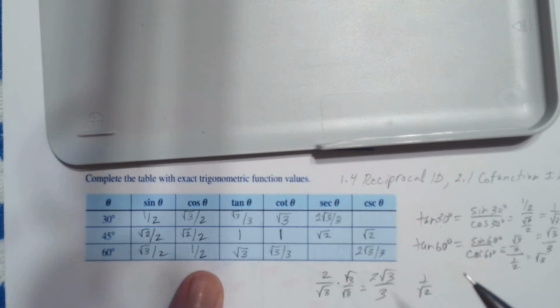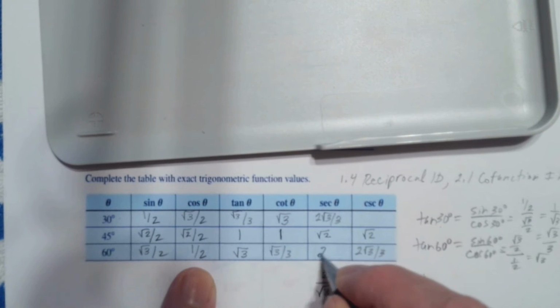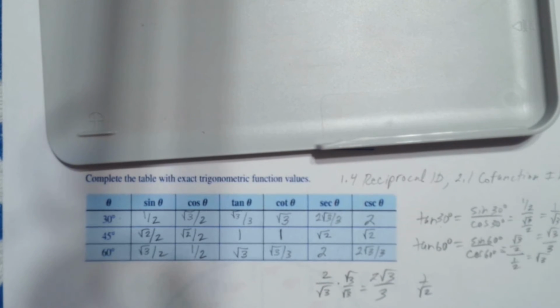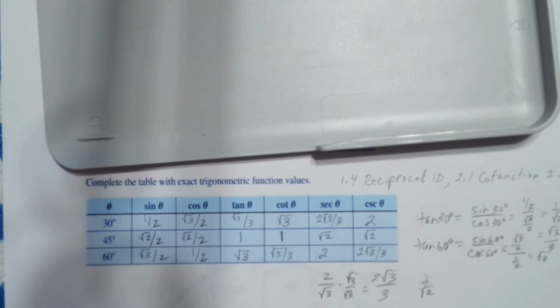And then, let's see, for 60 degrees, we're going to have to flip the cosine 1/2, it becomes 2. And so the cosecant of 30 degrees should also be 2. And so that's how you can create that table pretty quickly. And I mean, the more you use them, the more you get to know them. Let's go ahead and move on to radians.